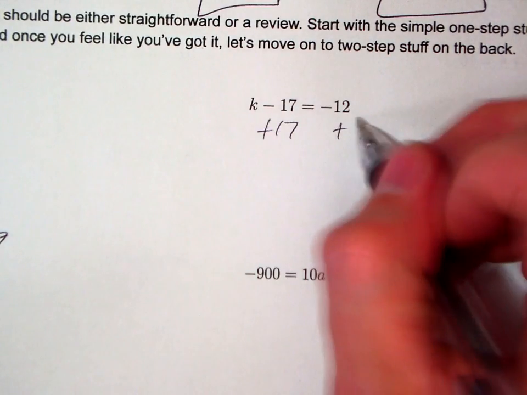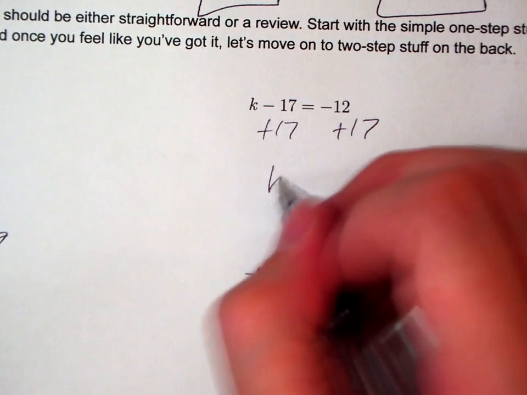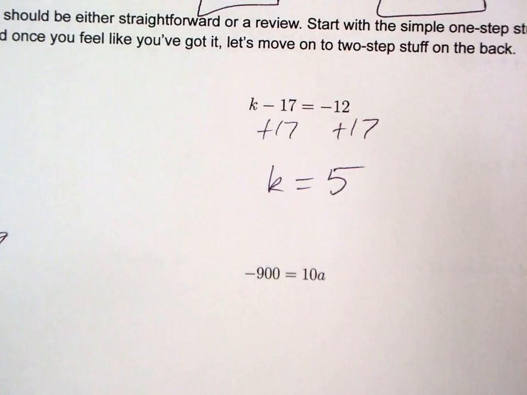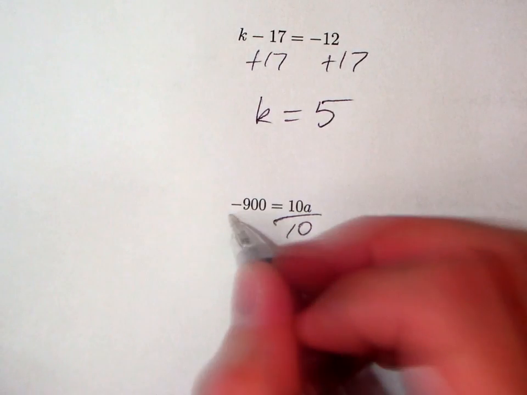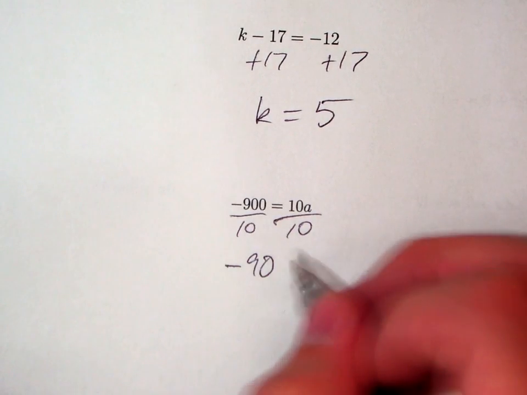Here we add 17 to both sides, which brings us into the positives, and in fact k is equal to 5. Here we divide by 10 on both sides, and we get negative 90 is equal to a.